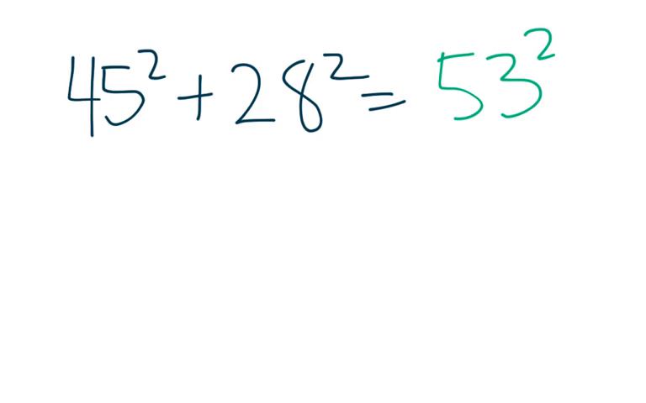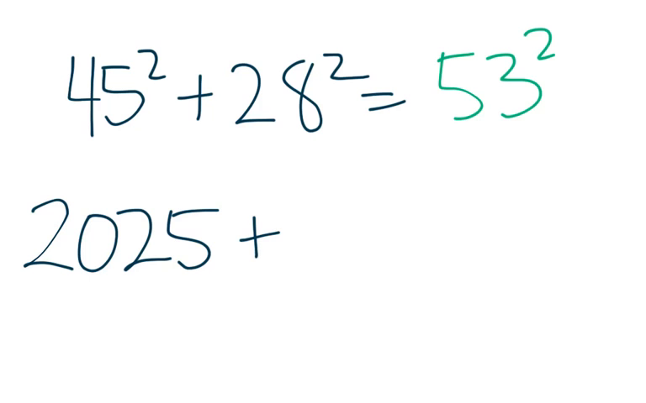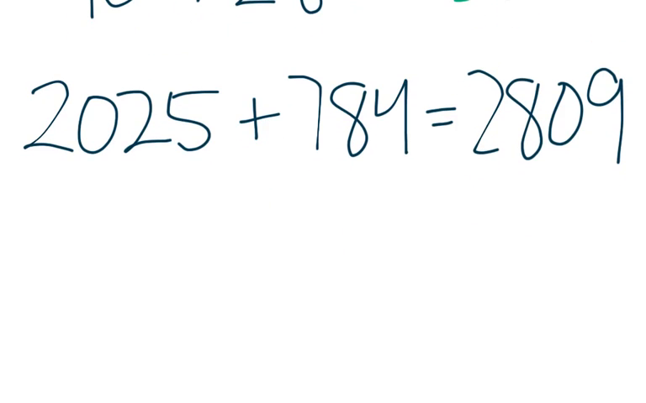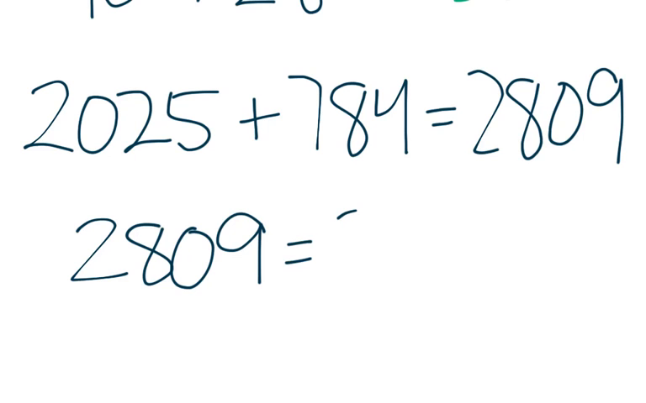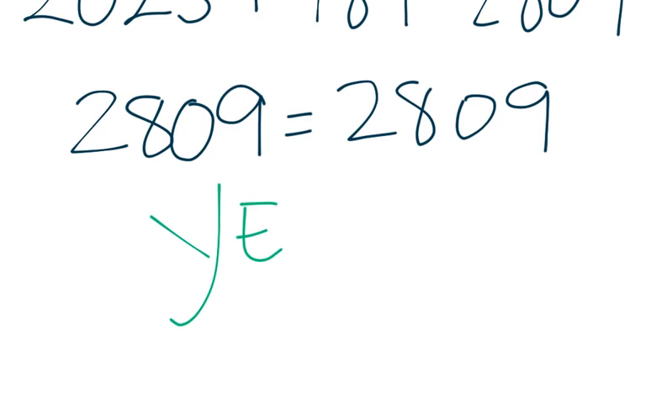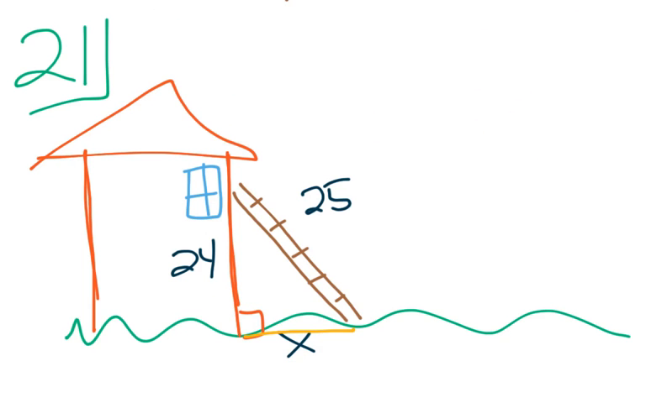So 45 squared is 2025, and 28 squared is 784, and 53 squared is 2809. Now we want to add 2025 and 784 to see if it equals 2809. And if you put that in your calculator, you'll see that it does. So the answer to this is yes, this is a right triangle.